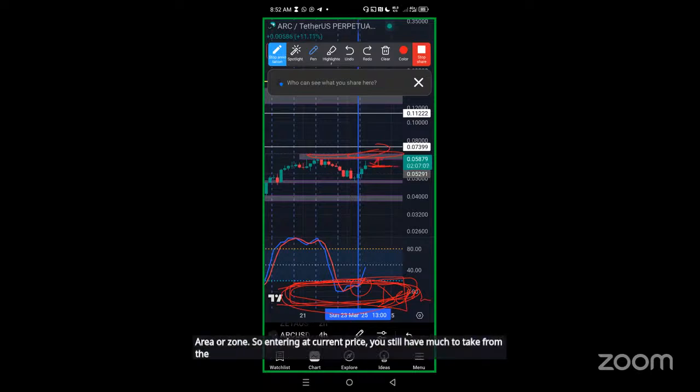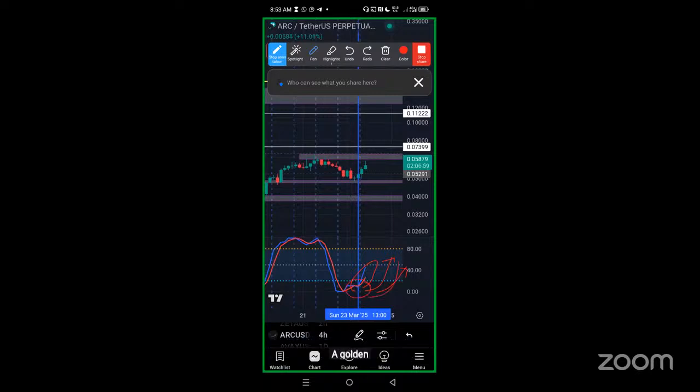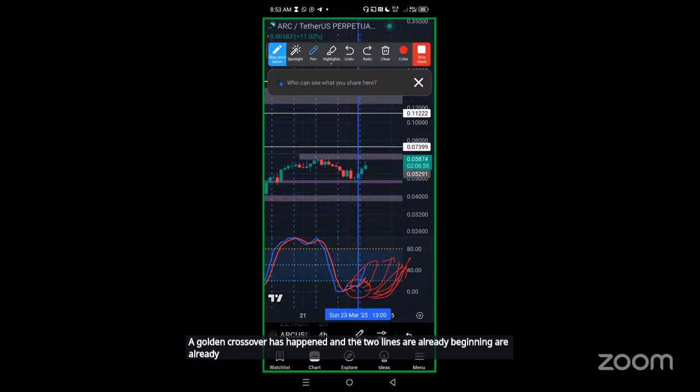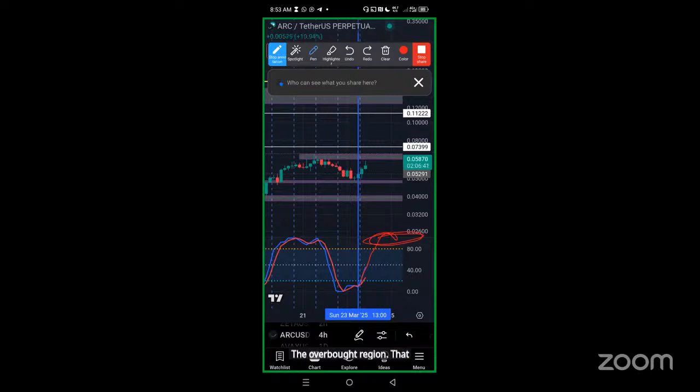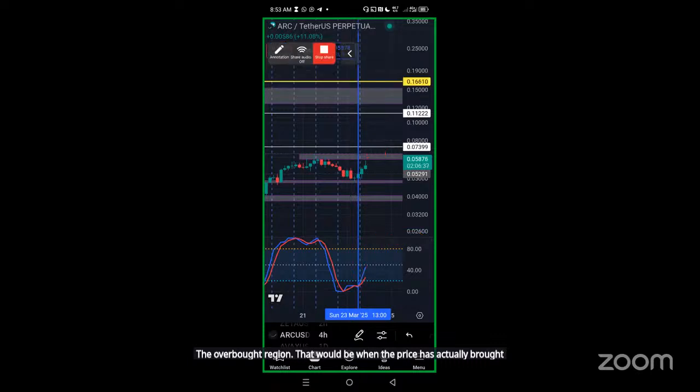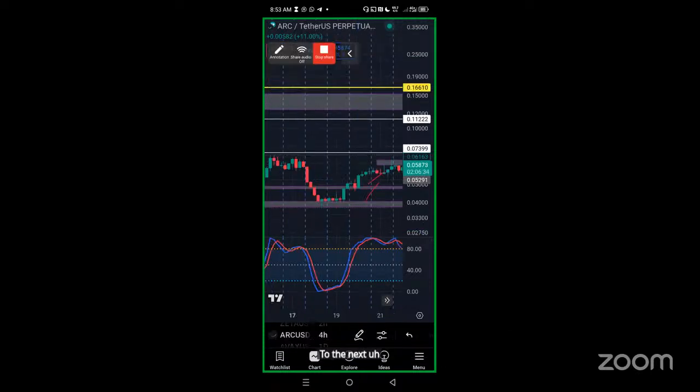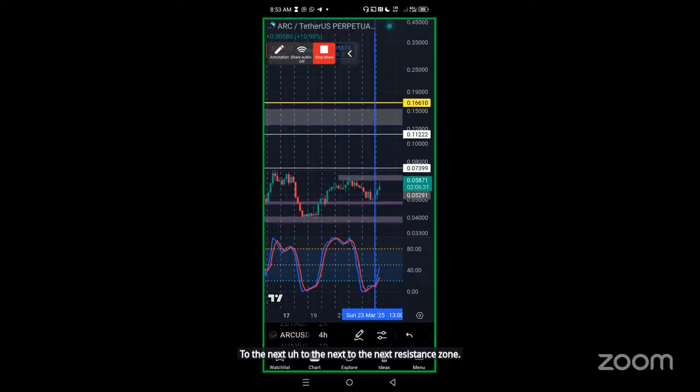And remember, by the fact that the two lines are already pointing upwards, a golden crossover has happened, and the K line is already running above the D line. That means you have a long way to go from here. By the time the market price reaches the overbought region, that would be when the price has actually broken this area to the next resistance zone. But you will not assume that it is going to break, right?